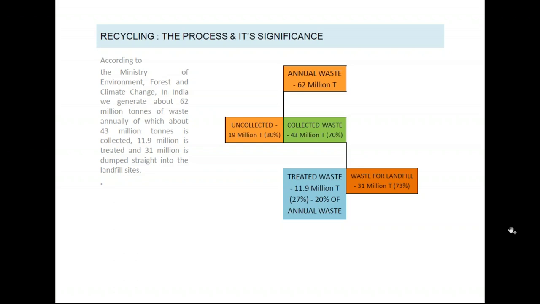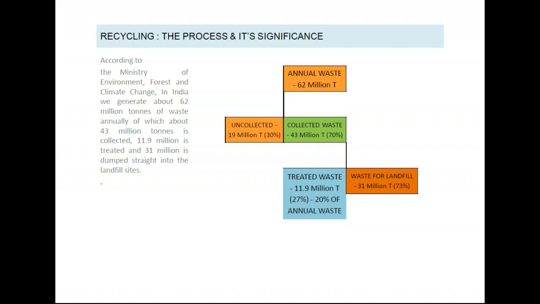That is 73%. So if you consider the total annual waste, we can treat only 20% of the annual waste. So 80% of the annual waste we cannot treat. So recycling is applicable to 20% of the annual waste only.